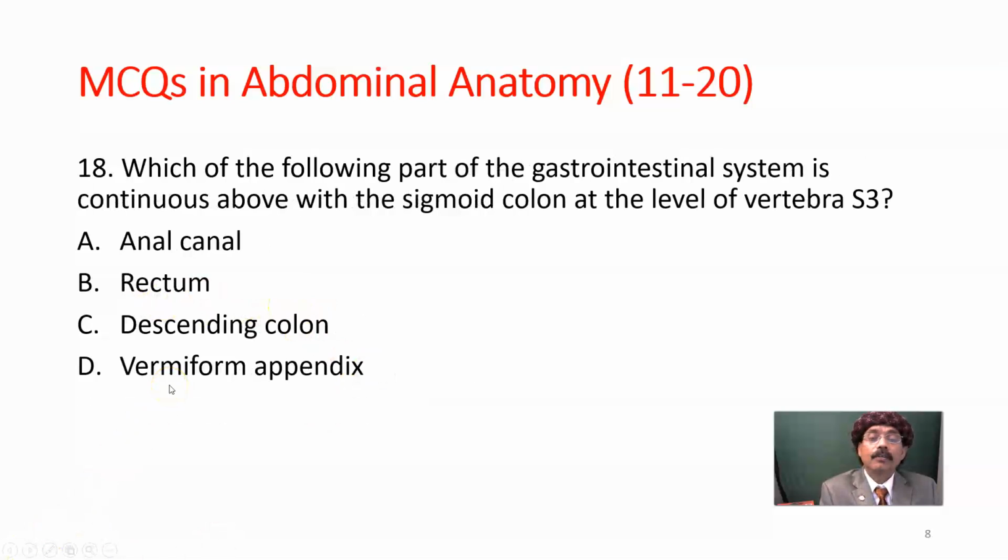Which of the following parts of the gastrointestinal system is continuous above with the sigmoid colon at the level of vertebra S3? What is that structure that continues from the sigmoid? Is it anal canal, rectum, descending colon, or vermiform appendix? Answer should be rectum, B.